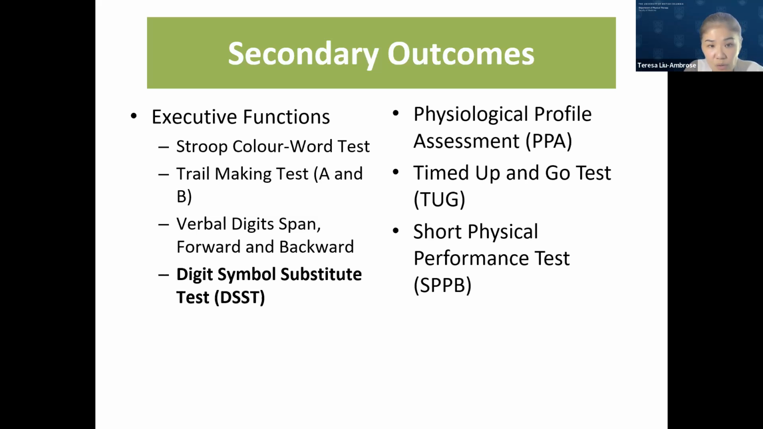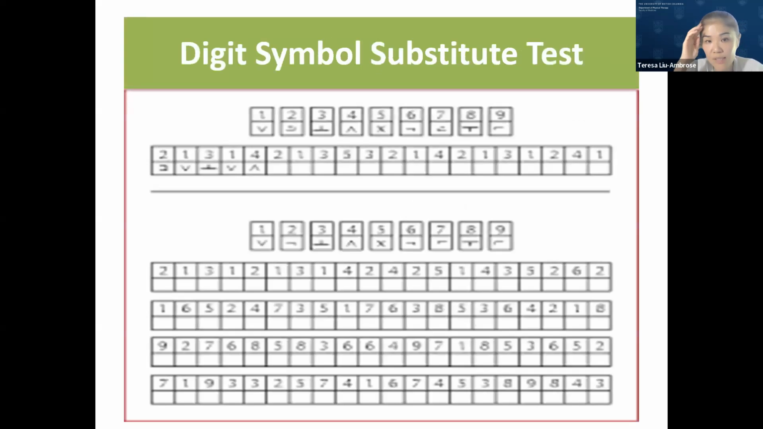But in addition to the cognitive testing, we also assessed physical falls risk using the Physiological Profile Assessment, which is a tool developed by Stephen Lord, the Timed Up and Go test, as well as a Short Physical Performance Battery. So just a bit of an expansion on the Digit Symbol Substitution Test. It really is a test of sort of a visual search whereby, as you can see on top, there are numbers 1 to 9, and for each number, there's a different symbol that's quite random in nature.